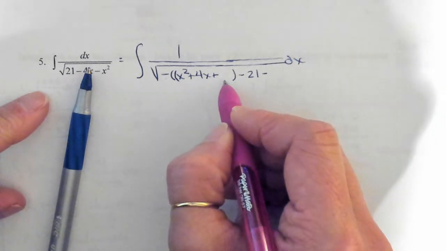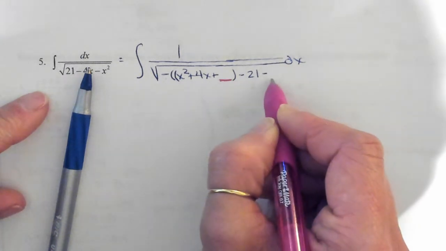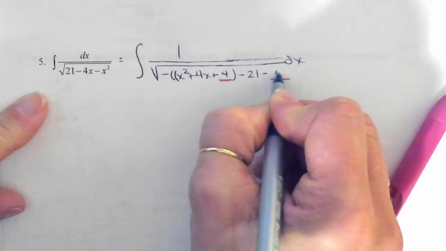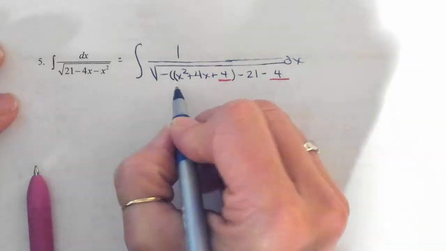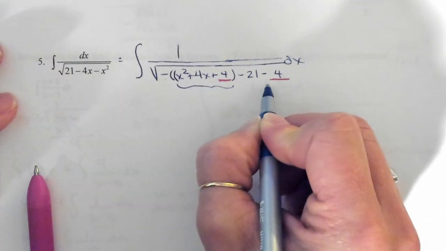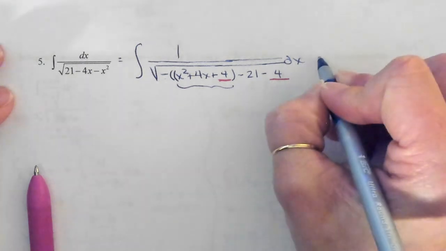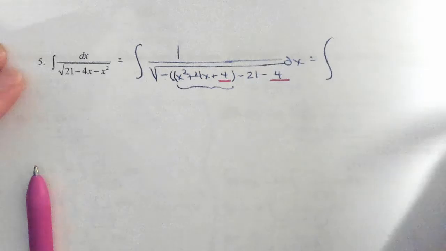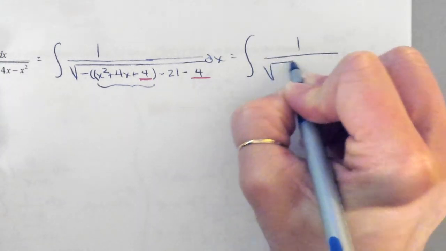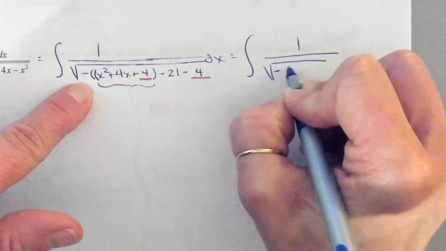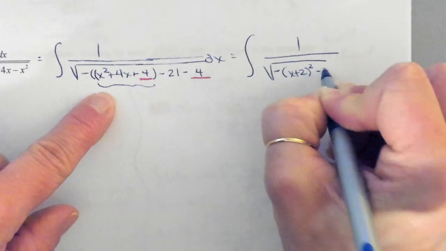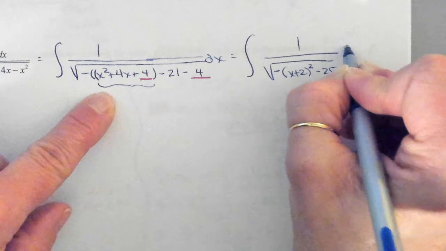What's going to happen here? What goes here? Okay, so I've got a 4 and a 4. So I put a 4 here and a 4 here. Okay, so that means I can factor this, and what does this become? Negative 25. Okay, so what we have is the integral of 1 over the square root. Let's factor this. So I've got my negative here. This becomes x plus 2, the quantity squared, and then minus 25, dx.